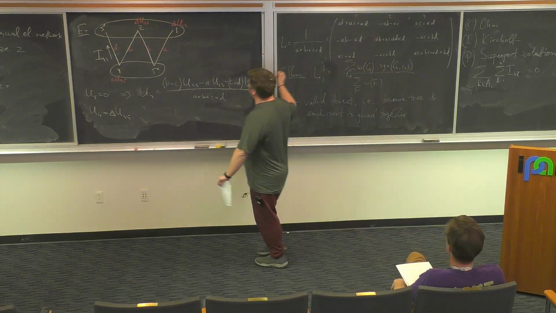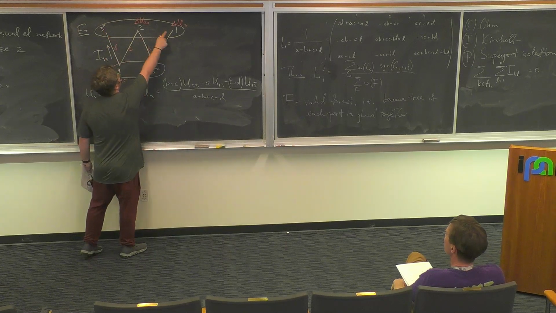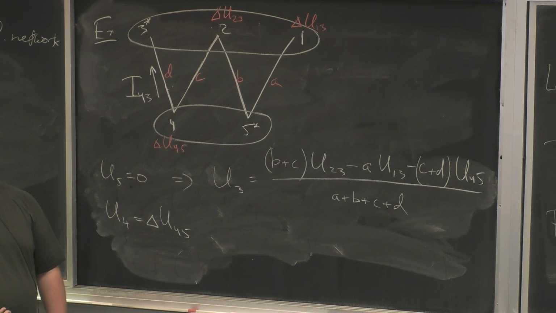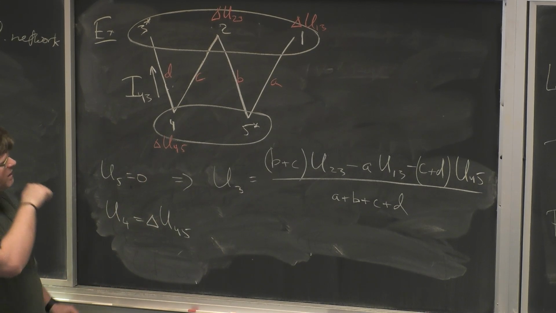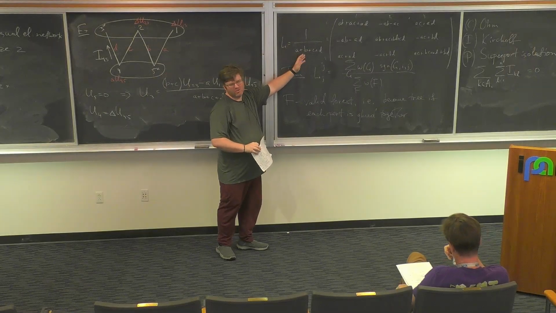So for example, over here, if you just pick edge A, and now we glue those 3 vertices together, and those 2 vertices together, it obviously becomes a tree on those two vertices. So that's why we see this denominator A plus B plus C plus D. Okay, so far so good.